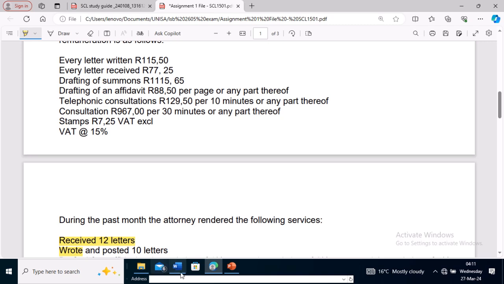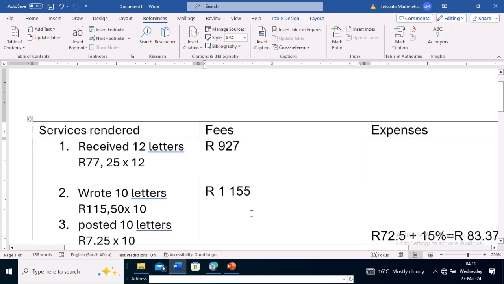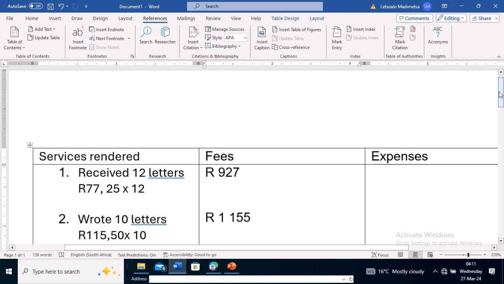So what are we going to do? We are going to deal with the first one, which is wrote. We are going to say 115 rand 50 cent times 10 letters equals 1,155, and then we put it under fees. The reason why we put it under fees is that it was done in the law firm, written by the attorneys.